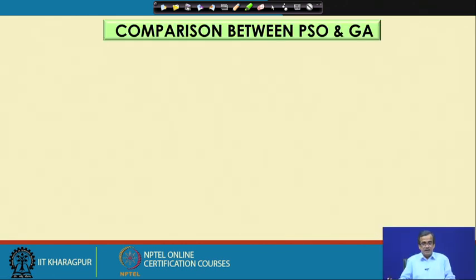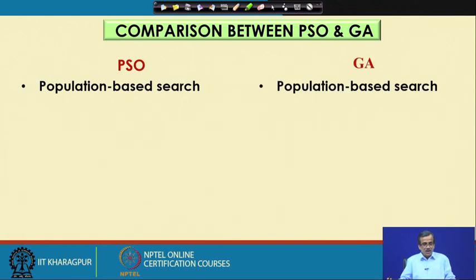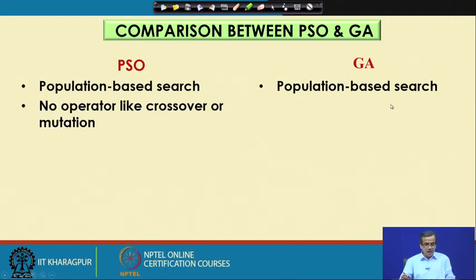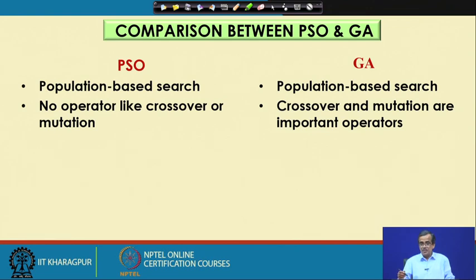Now, if I compare this particular PSO with the genetic algorithm, we can see that both PSO as well as genetic algorithm are population based approaches. Now, in PSO there is no operator like crossover and mutation. On the other hand, in GA we use crossover, mutation, all such operators. In PSO the particles have memory, and this is the plus point of this particular algorithm.